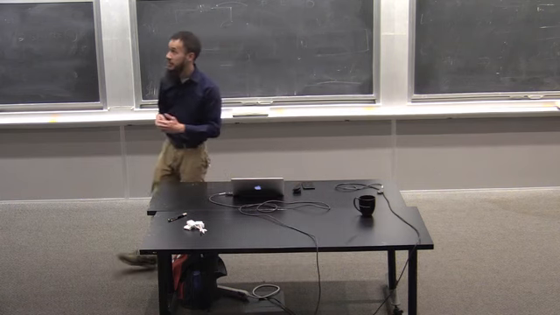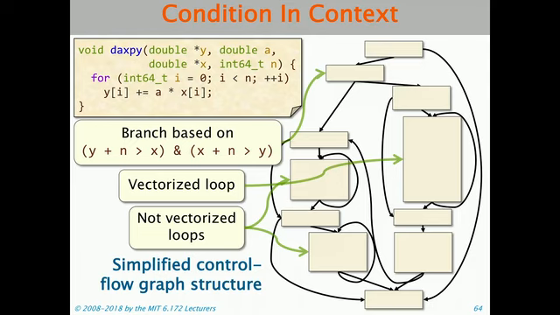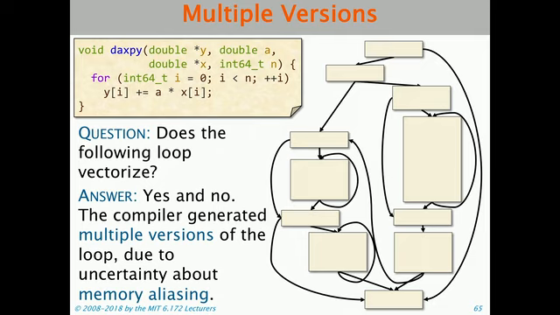So going back to our original looping code, we have a branch based on whether or not they alias, and in one case, it executes the vectorized loop, and in another case, it executes non-vectorized code. In particular, it executes the vectorized loop if they don't alias. So returning to our original question, does this code get vectorized? The answer is yes and no.